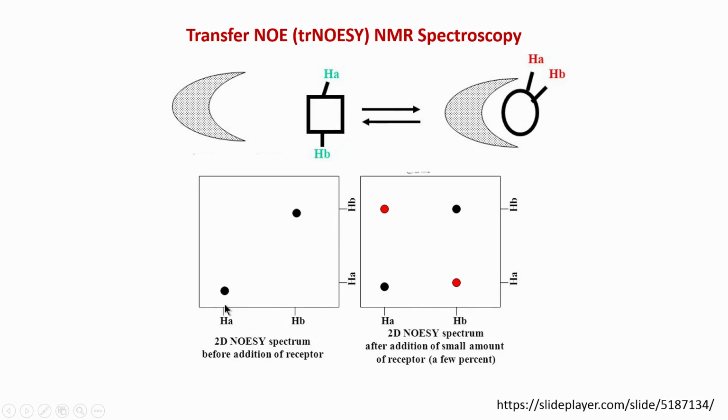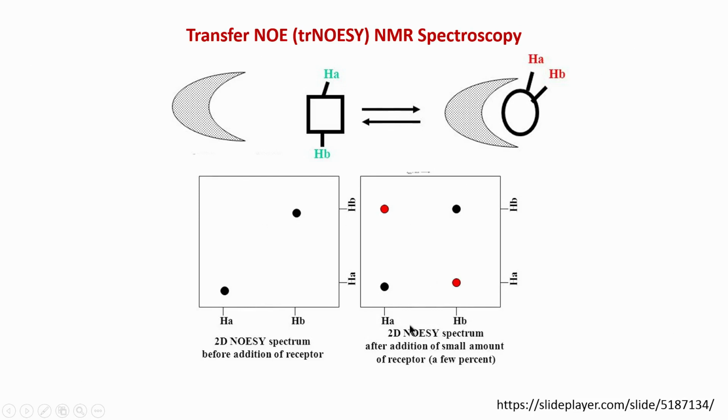So, you can see here, when I record before addition of the receptor or the protein, again this has been taken from this slide from this website. You can go to this website if you want more details, but the basic idea is, suppose I record the 2D NOESY spectrum before adding the protein, that means for the free ligand. I do not expect any cross peak between A and B, because there is no NOE effect. The omega into tau c may be close to 1. So, therefore, the NOE effect is 0. So, therefore, there is no cross peak between A and B.